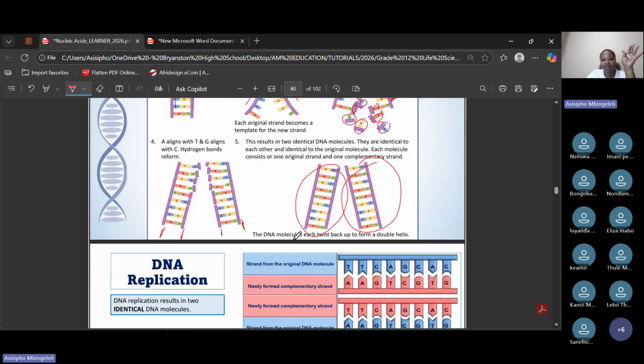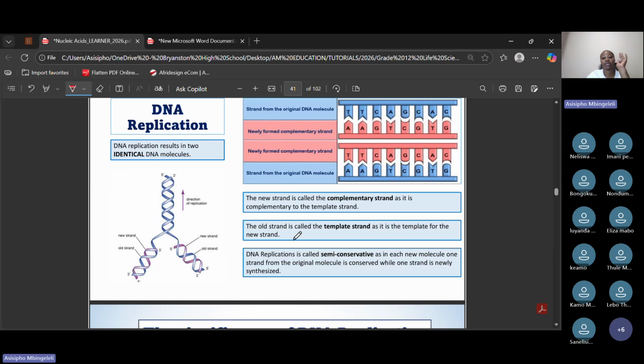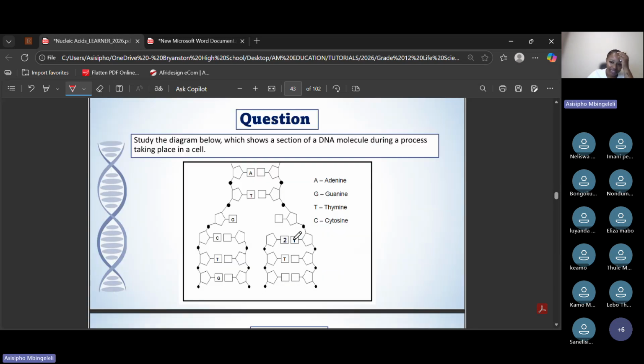Now, everything else that I'm skipping is something that I've mentioned. Complementary, template strand. This significance, I think we've covered it.